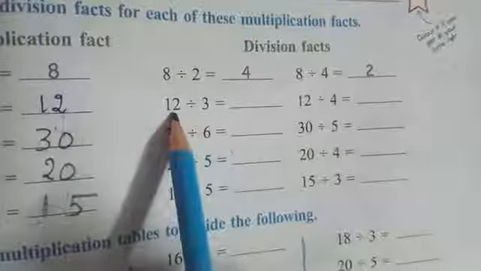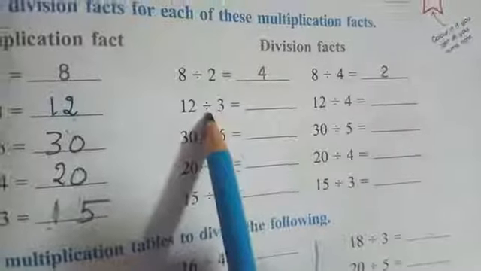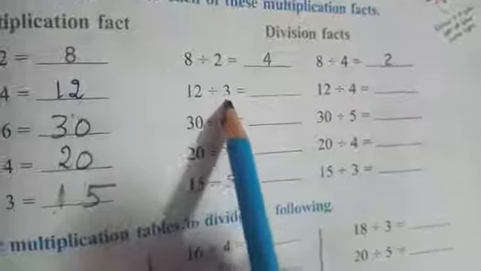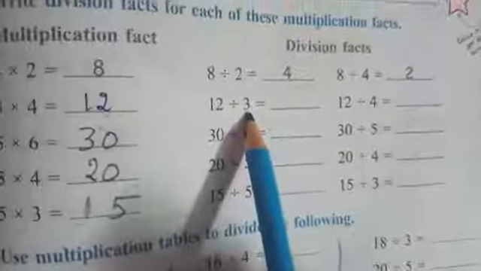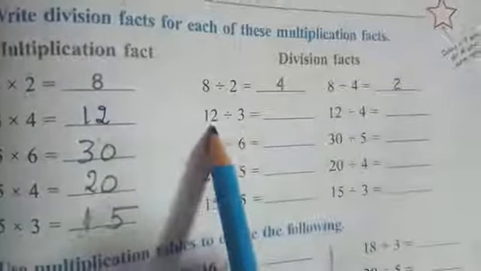Division facts. What is the answer for the multiplication? That will be the first number in the division. See, 12 divided by 3. That means here we are going to use the 3 table. In the 3 table, where 12 comes, that place is the answer. Now here 12 comes with 3. What is the answer? 4 will be the answer.